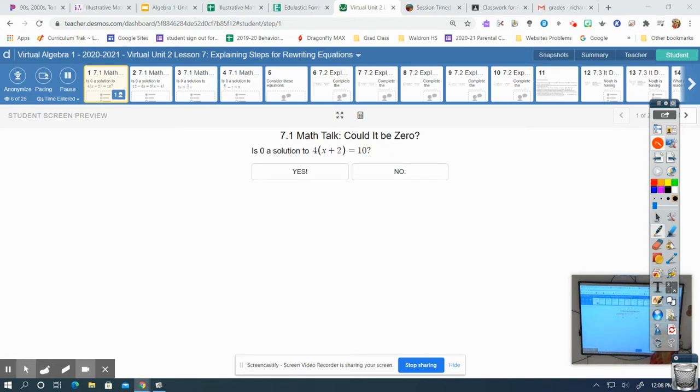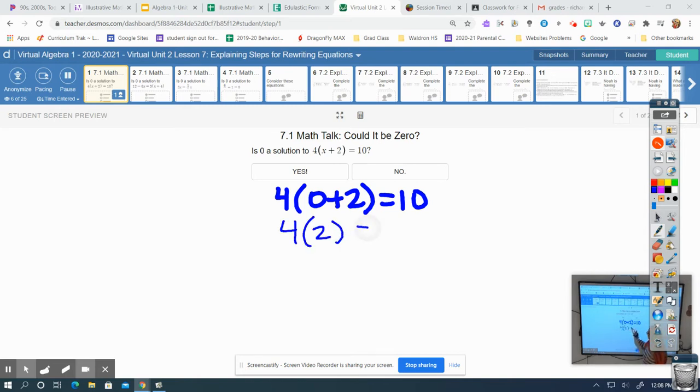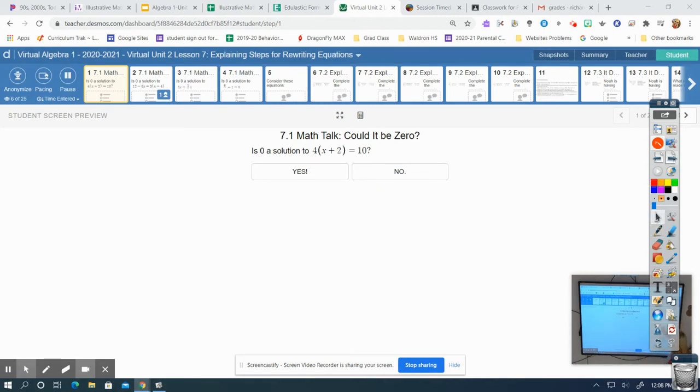So we would have 4 times, and then 0 instead of x is what you would plug in, plus 2 equals 10. When we do that, we can solve using our order of operations. So 0 plus 2 is 2, so we would have 4 times 2 equals 10. 4 times 2 is 8, and 8 is not equal to 10. So we would say that that is not true. All right, so we're just substituting those in.